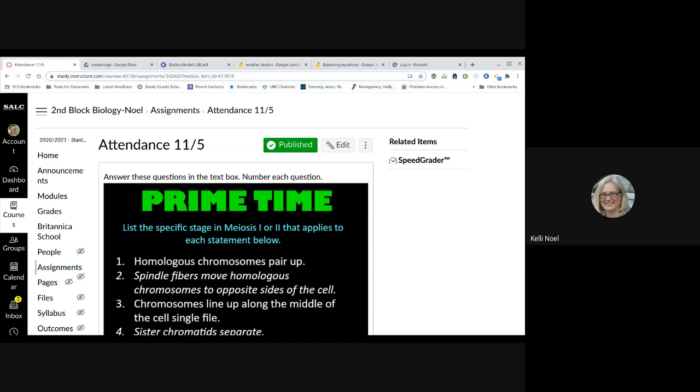Chromosomes line up along the middle in single file. All right, we've got middle again. So which one is left for middle? Metaphase 2.